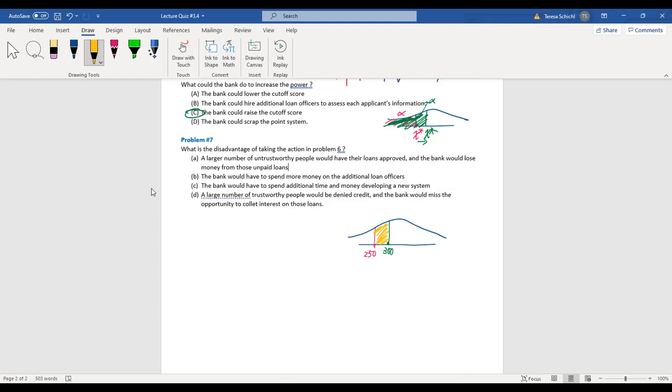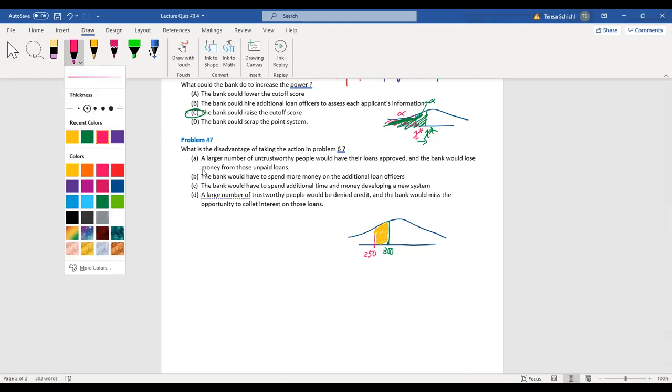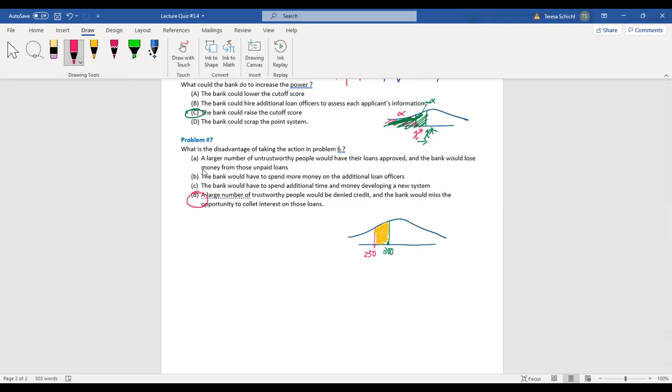A lot of people, their credit is good enough, but they got turned down because the bank raised the cutoff point. Also, from the bank's point of view, they will lose some of the interest income they would get. A lot of people used to get a loan, now they cannot. So the answer is that a large number of trustworthy people would have been denied credit and the bank would miss the opportunity to collect interest. So it will be this one here.